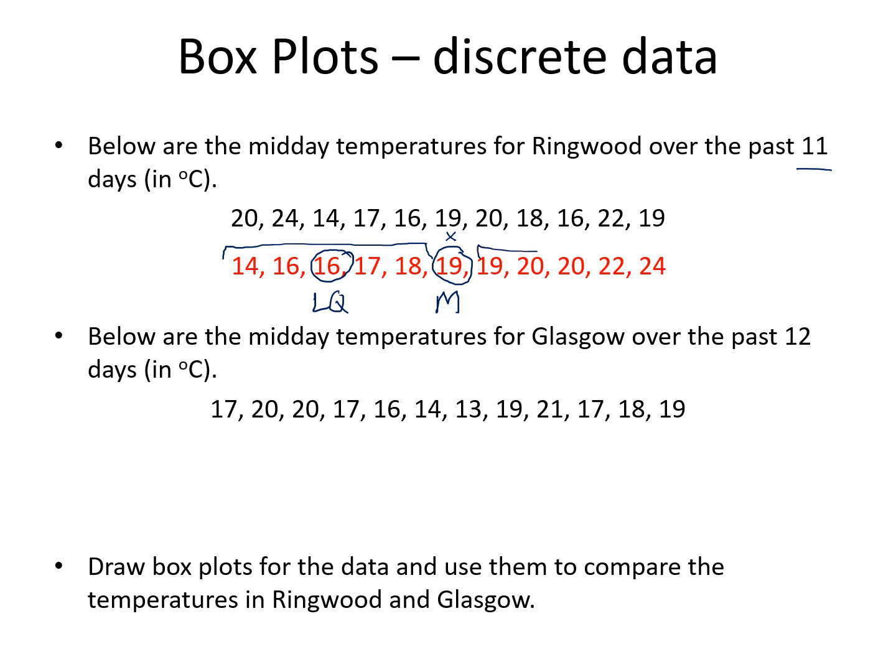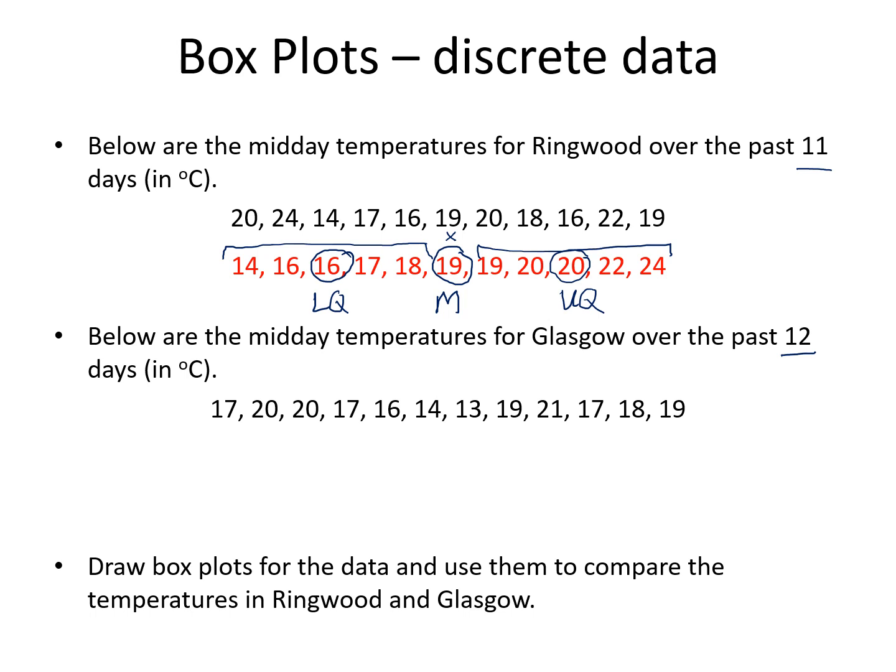When I'm doing the upper quartile, I'm finding the middle one of these 5 at the top. So that's going to be 20, and that's going to be my upper quartile. Okay, so when I have an odd number of data items, I pick out my exact median. I then ignore that when I'm splitting into the lower quartile and the upper quartile. Right, let's compare that then with the temperatures for Glasgow.